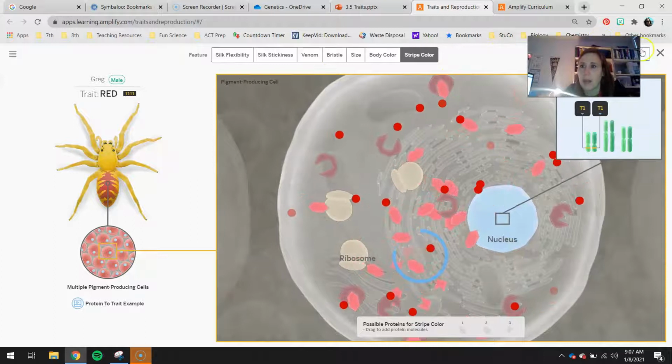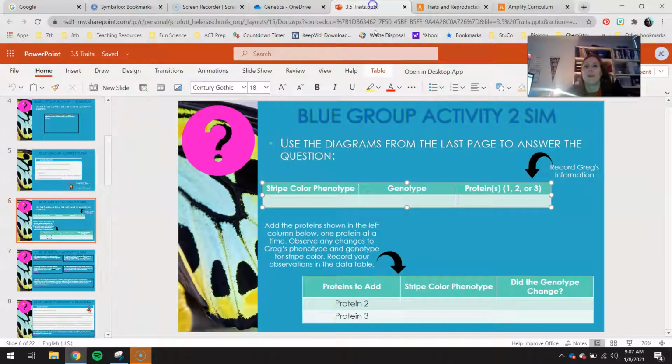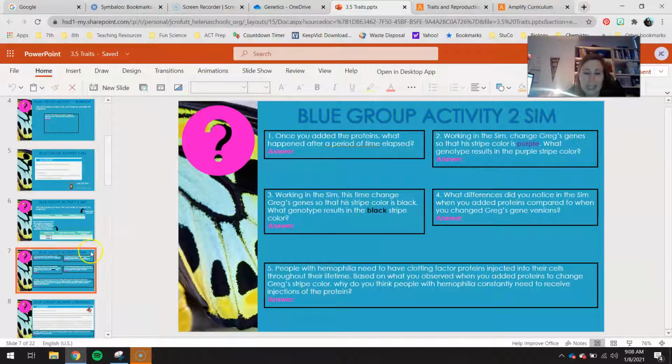I'm not gonna let you guys see what happens. I'm gonna leave you in suspense. So if we add protein 3, what's that gonna do to Greg's phenotype? And did his genotype change, yes or no? Okay. Some questions for you guys to answer.